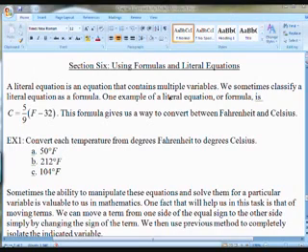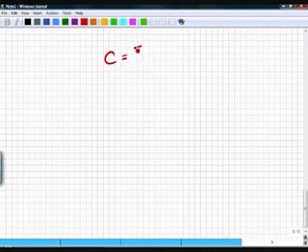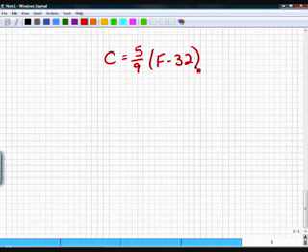One example of a literal equation or formula, I'll probably use the name formula more often, is this: C equals 5/9 times F minus 32. Somebody look at that formula. Can anybody explain to me what that's the formula for? What does that do? Fahrenheit to Celsius, or Celsius to Fahrenheit. That's how you convert back and forth, and that's what it asks you to do in these first examples.